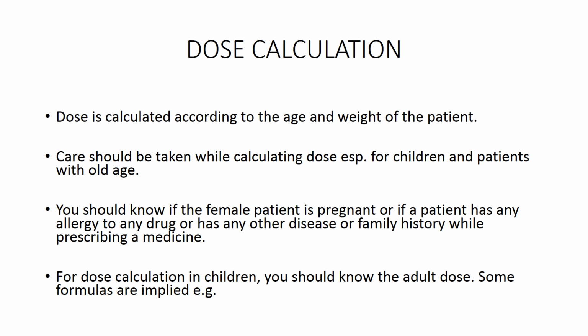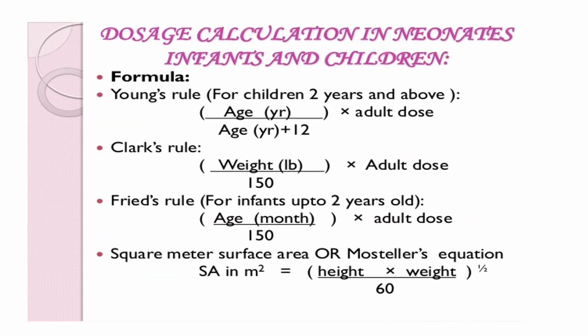Dose is calculated according to the age and the weight of the patient. Care should be taken while calculating dose, especially for children and patients of old age, as they have different metabolism than an adult. You should know if the female patient is pregnant, or if a patient has any allergy to any drug, or has any other disease or family history while prescribing a medicine. For dose calculation in children, you should know the adult dose, and some formulas which are used commonly are given here. Dosage calculation in neonates, infants, and children.